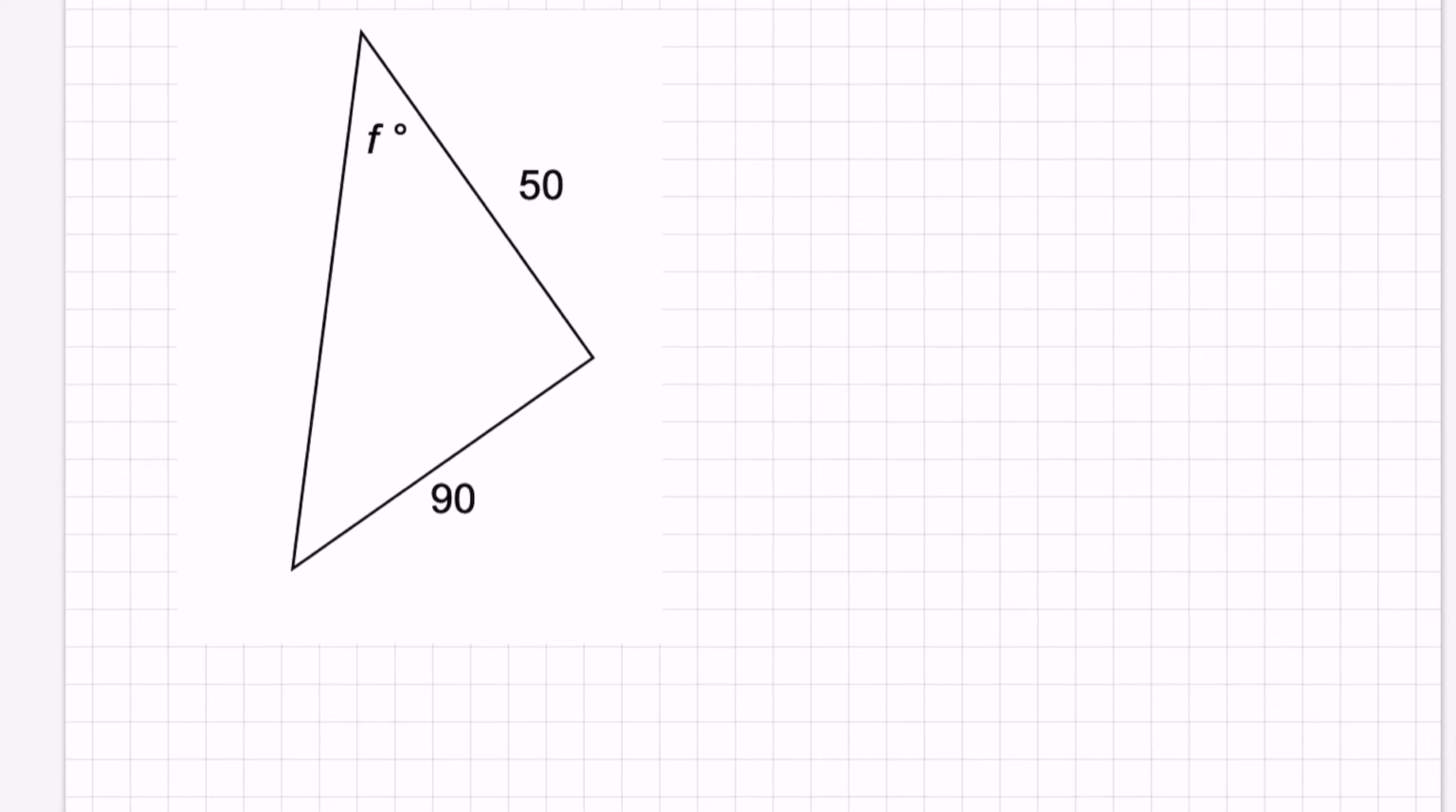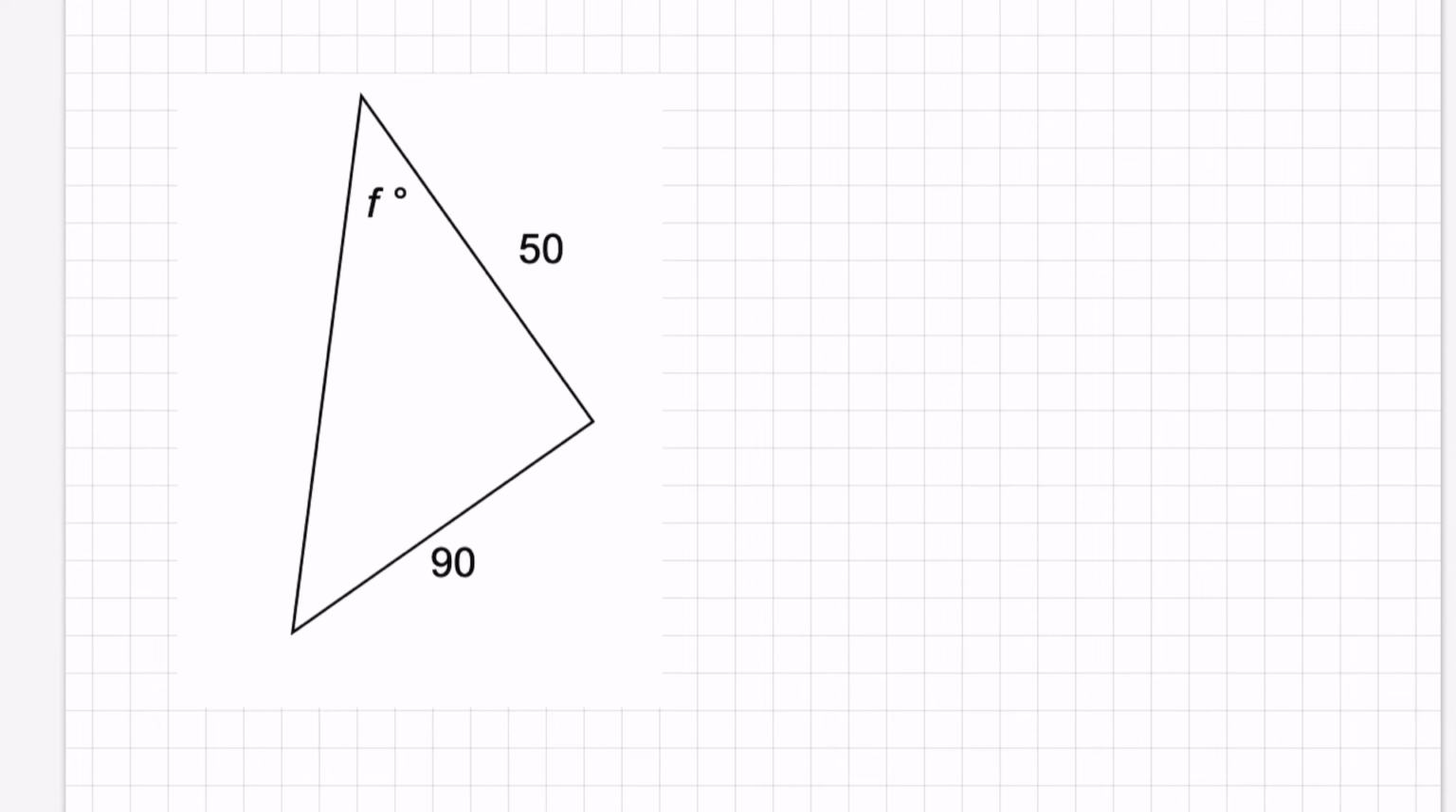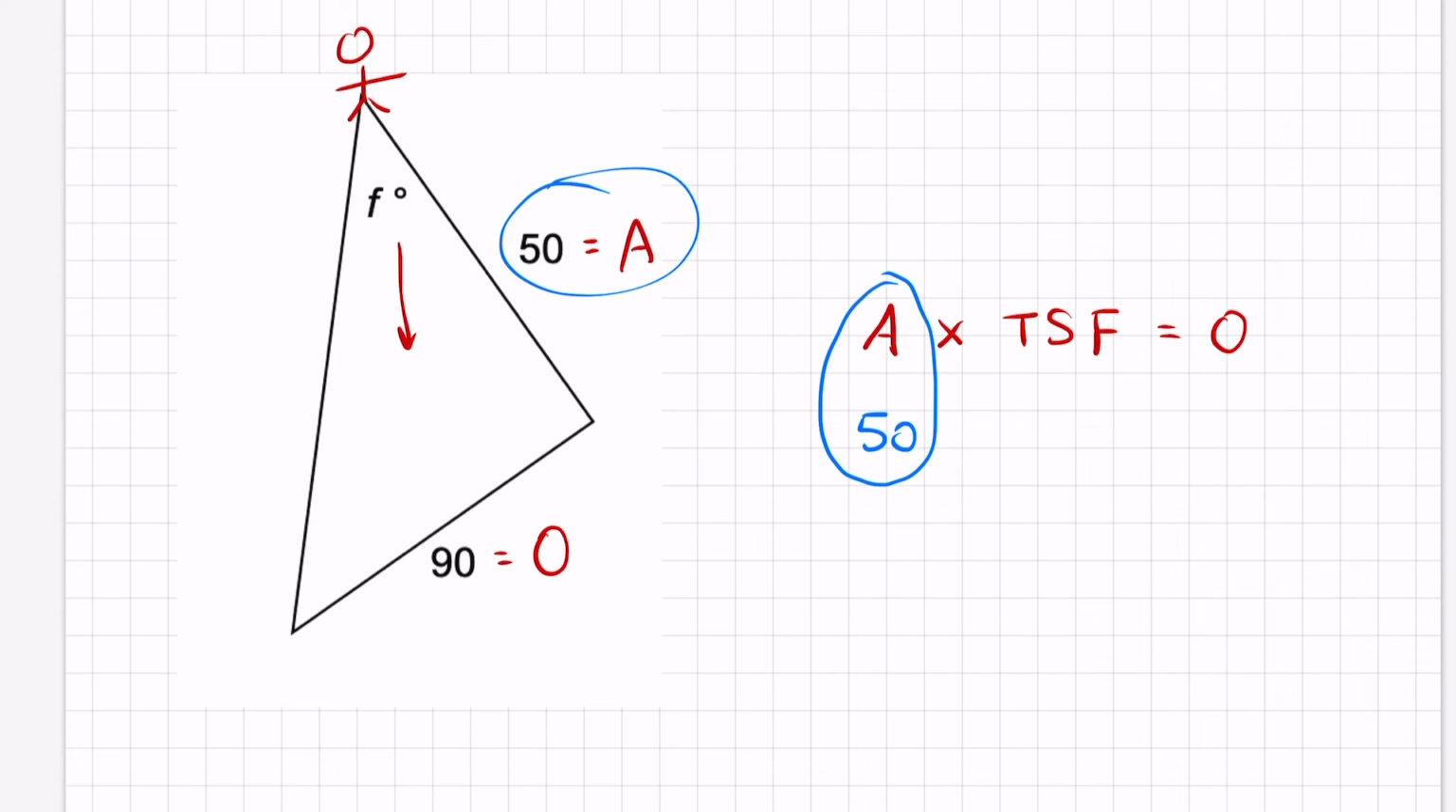Moving on, how about the missing angle? Again, it's exactly the same. Let's look at this example. Step 1, let's label the triangle. You are standing at the angle looking at the triangle. Therefore, 90 is O and 50 is A. Step 2, let's write down the formula. A is 50, so we don't know anything about TSF because we don't know the angle, but we know O. So O is 90. So how do we work out TSF?